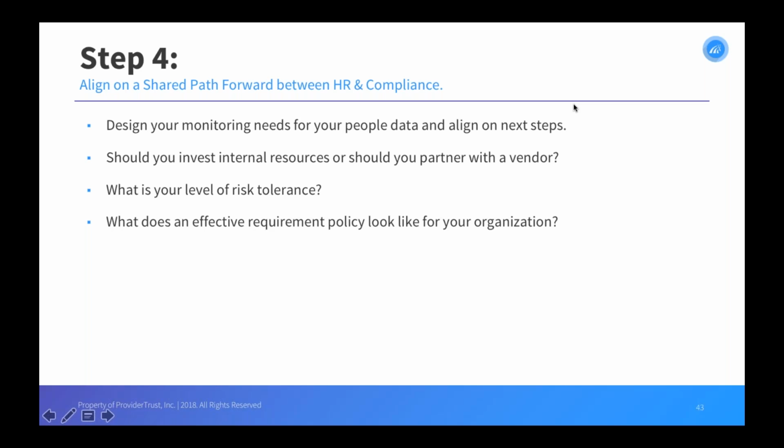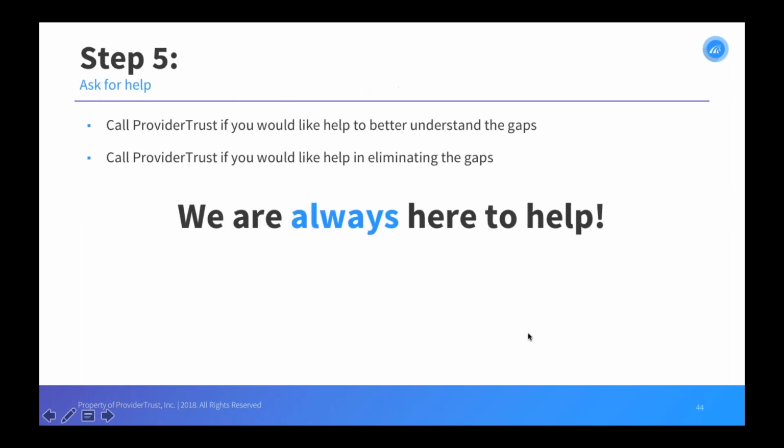What does it look like for you going forward? You and your counterpart, as two very important departments, must collaborate and agree on how we're going to do this on a go-forward basis. And I think Dave's going to wrap us up with one final slide about provider trust and how we can help. Yeah, step 5 here is ask for help, right?